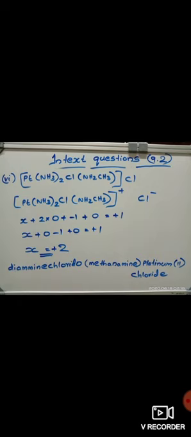Sixth question. [Pt(NH3)2Cl(NH2CH3)]Cl. By splitting, [Pt(NH3)2Cl(NH2CH3)]+. From that, the central metal atom is in the +2 oxidation state. Now the name is diammine chlorido methanamine platinum(II) chloride.